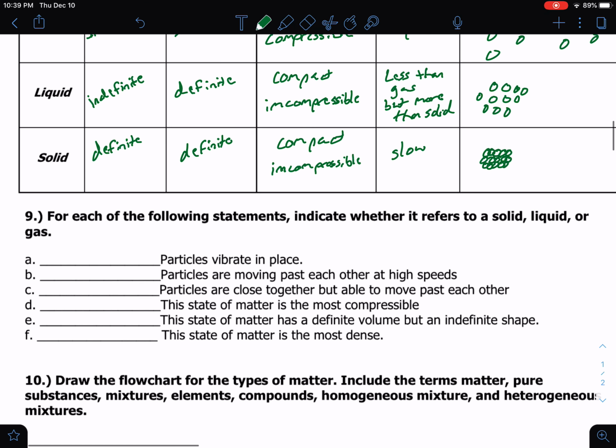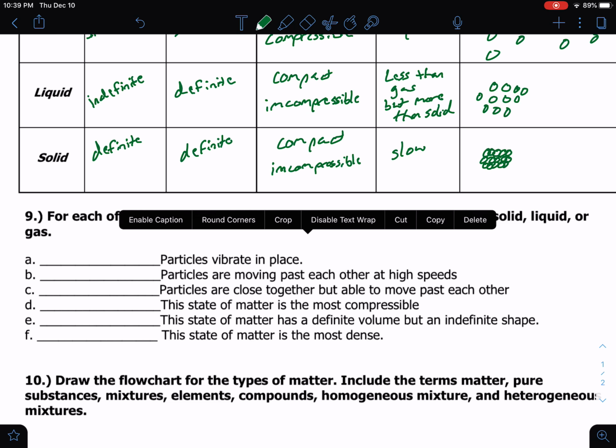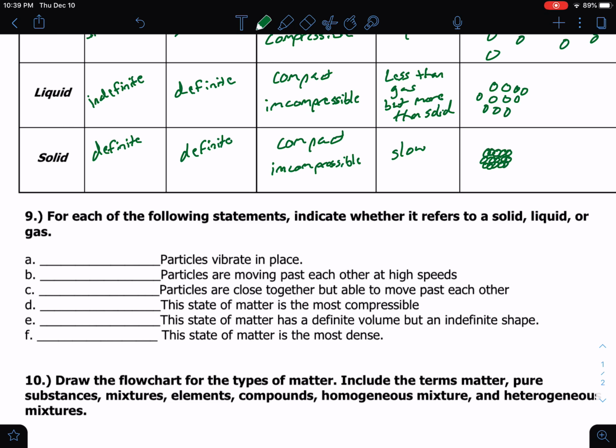Number 9: for each of the following statements, indicate whether it refers to a solid, liquid, or gas. Particles vibrate in place. That means there's not a whole lot of movement, so that is a solid. Particles are moving past each other at high speeds. That means we're dealing with gas, since gas particles have a lot of room so they can pick up speed. Particles are close together but are able to move past each other. This is going to be a liquid. They're closer together, but there is more room to move around than in a solid.